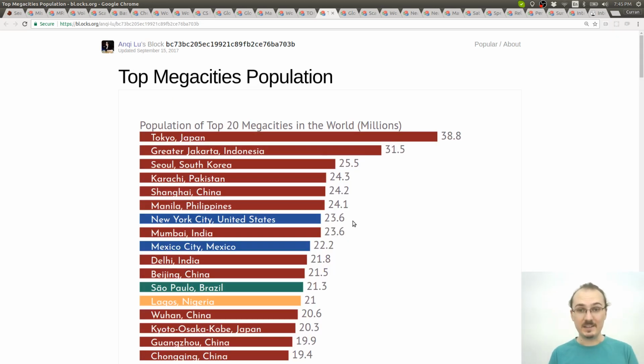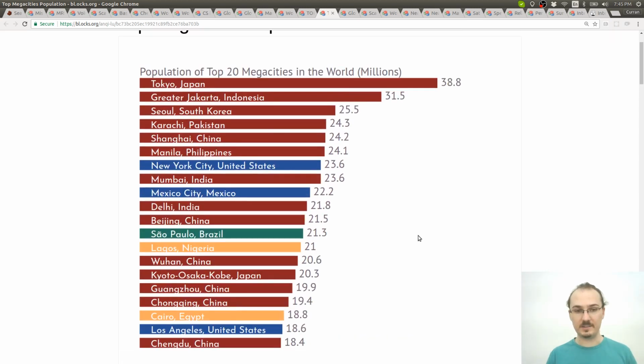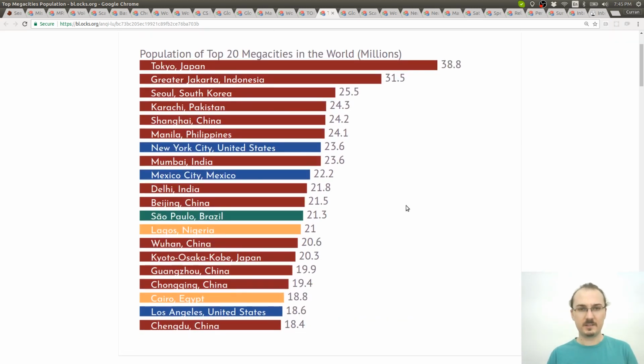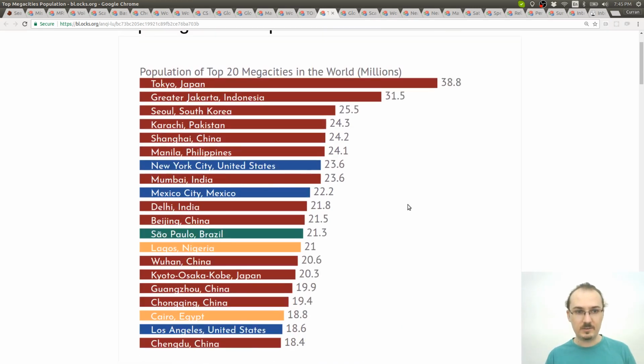This is a good one. The top megacities. Really interesting to me that Tokyo and Jakarta are massive compared to pretty much most other megacities. And also, this is color-coded by continent, I believe. And you can see that most of the world's megacities are in Asia.